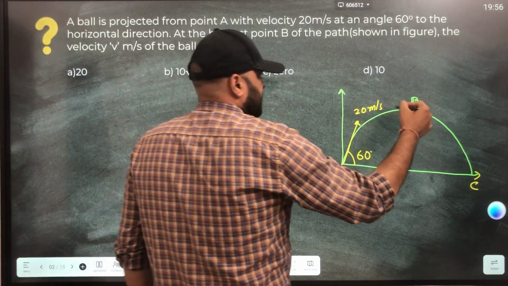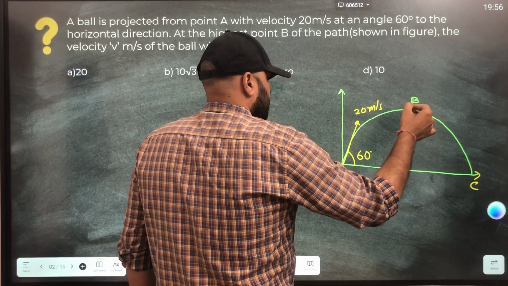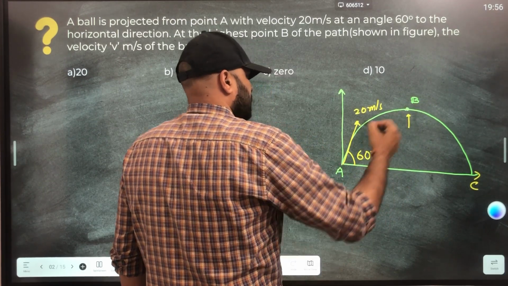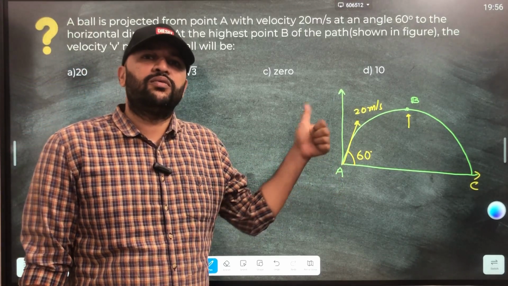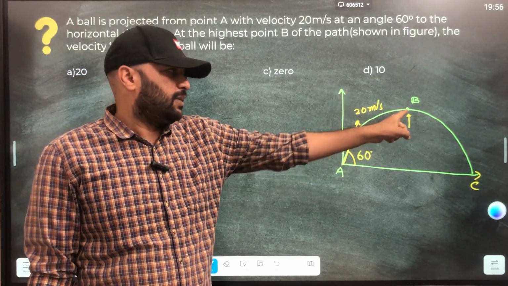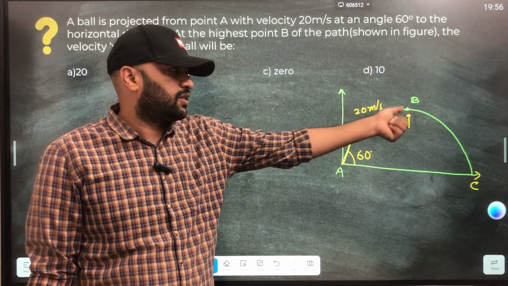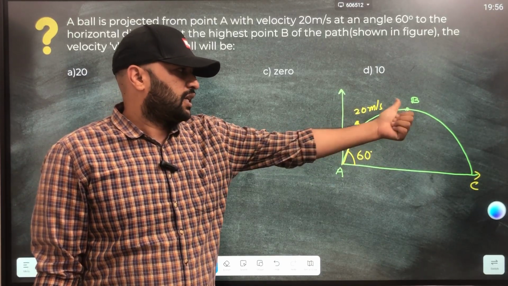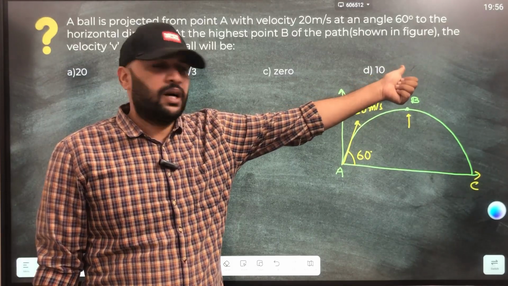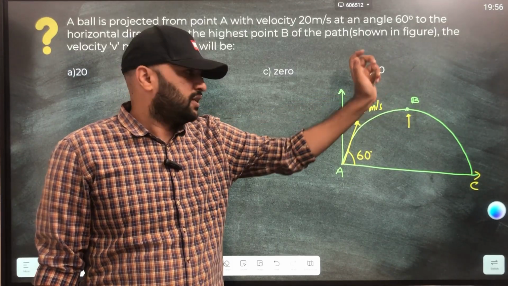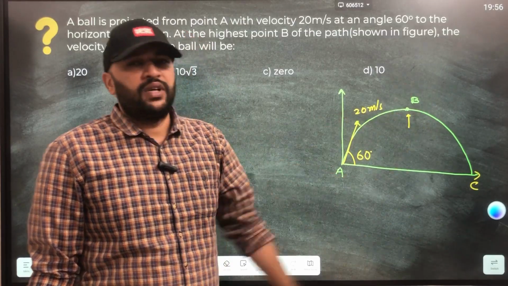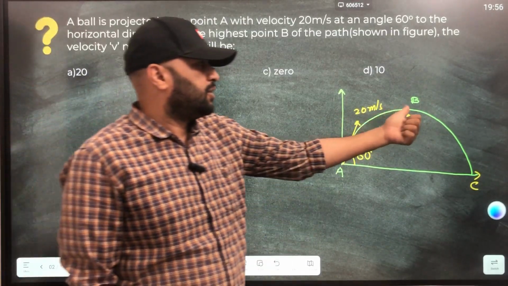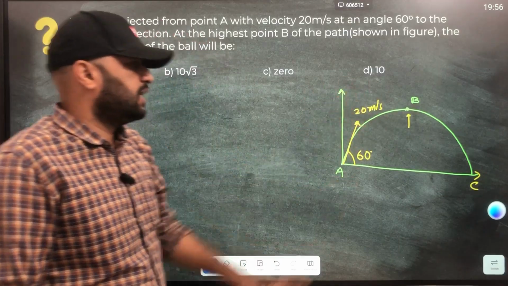So velocity at this point, if you reach here at point B, if the projectile reaches point B, which velocity becomes 0? The vertical component will be 0. If there was some velocity along the vertical direction, the projectile should have gone a little higher, but it is not going up and it is coming back down because the vertical velocity component is reducing to 0 at this point, but horizontal is still there.